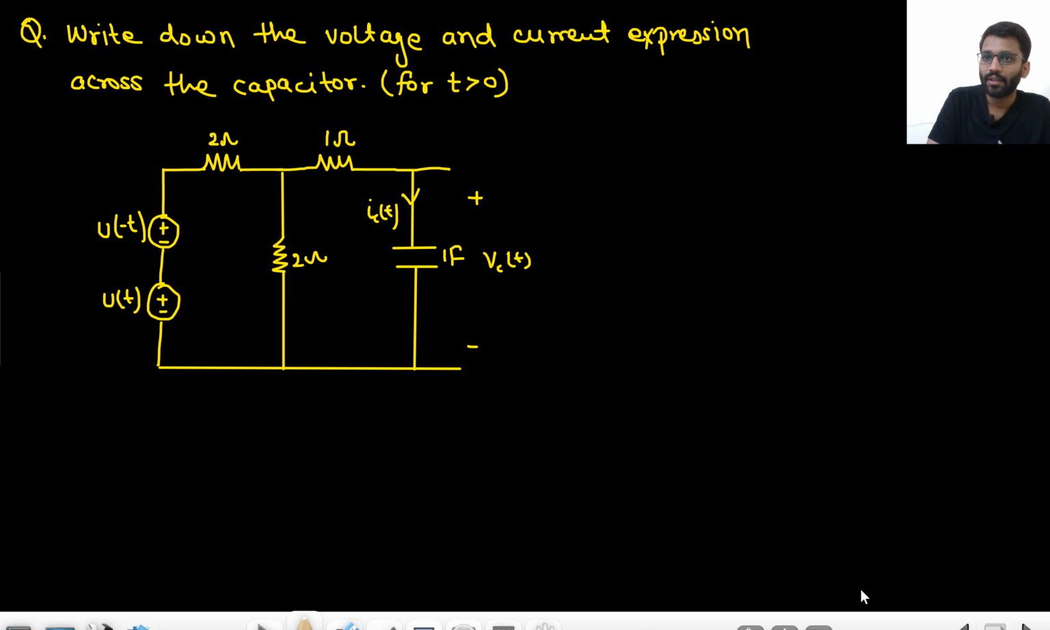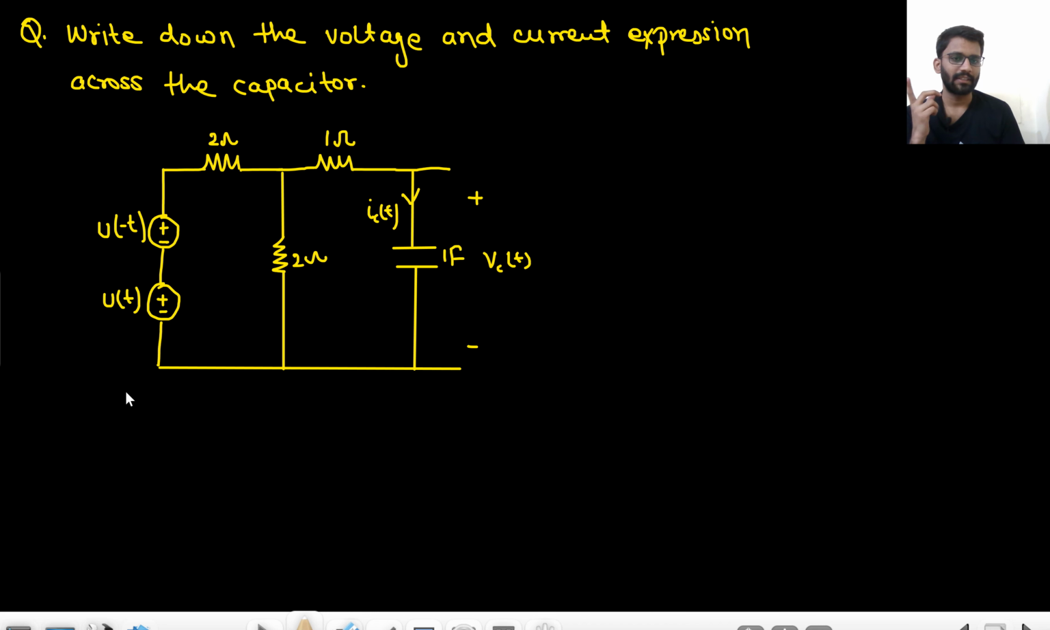Let's move on to the next question. You have to write down the voltage and current expression across the capacitor for t greater than 0. Okay, let's forget about t greater than 0. We will just write down the complete expression.